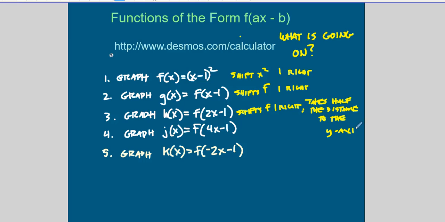So it's going to get a little cluttered here if I try to write this. So I'm just going to say the next one. So this shifts it 1 right, and then takes 1/4 the distance to the y-axis. And then 5, let's take in terms of this graph. It's going to take this graph and it's going to reflect it. So it reflects f of 2x minus 1 over the y-axis.